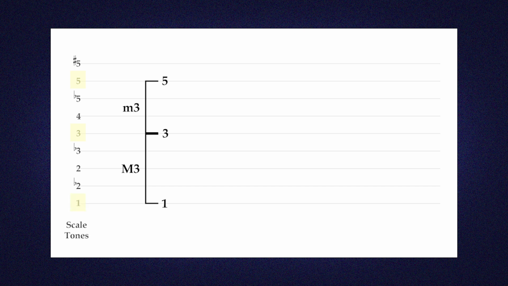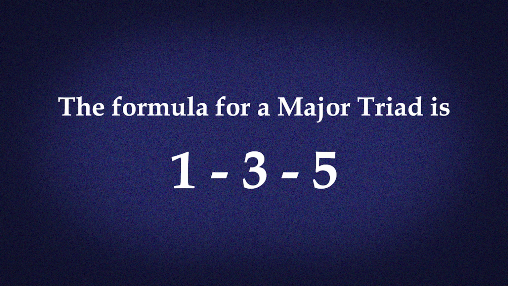So, using the diatonic notes of a major scale, the first interval will be a major third, and the second interval will be a minor third. Because this chord uses only diatonic notes, it is called a major triad. Since it uses the first, the third, and fifth notes without any alterations, its formula is 1, 3, 5.